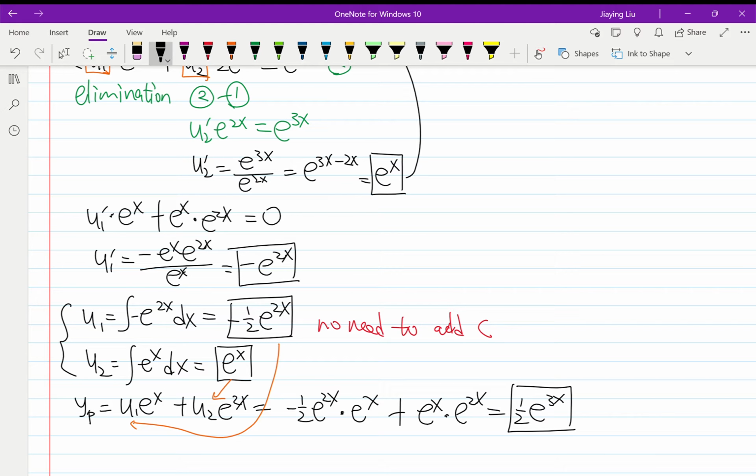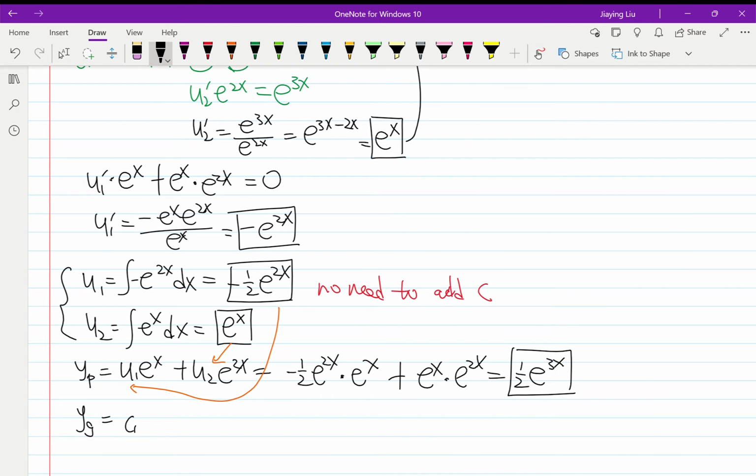And then at the end, don't forget to write down the general solution. Y general is equal to C1 e to the x plus C2 e to the 2x. Those are the homogeneous solution plus a particular solution, which is 1/2 e to the 3x. Any questions?